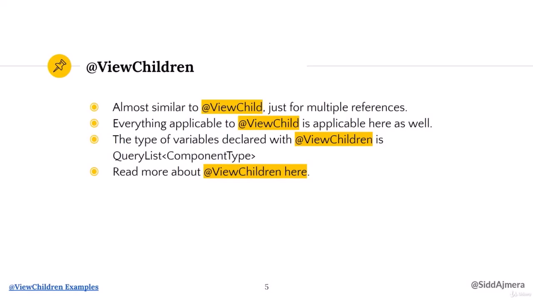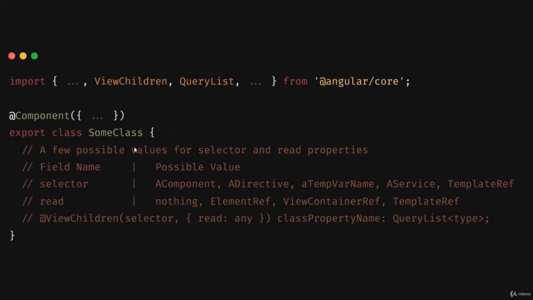ViewChildren works almost similarly to the viewChild, but with the help of viewChildren we can have access to or refer to multiple elements that are present in the view. And now since viewChildren is going to refer to multiple elements in the view, it's definitely going to be a collection. So in order to store this collection, we declare that collection as a query list. And this query list is a generic type that can accept something. So the syntax of viewChildren looks something like this, wherein we use the viewChildren decorator that I've imported from Angular core.